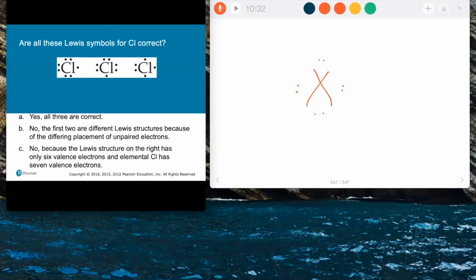Yeah, but see, the right one does not support, but the first two are, but the last one doesn't have the correct placement of what? Placement of electrons around the chemical symbol. But C is defective in the sense that you are saying the right one has 6 valence electrons, yet it doesn't have 6.